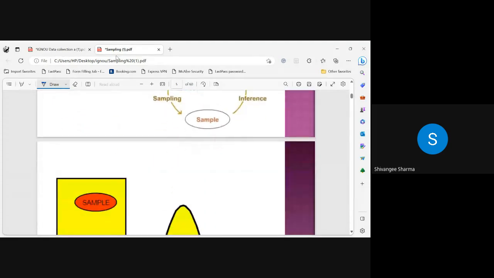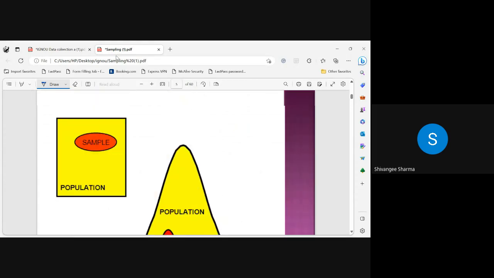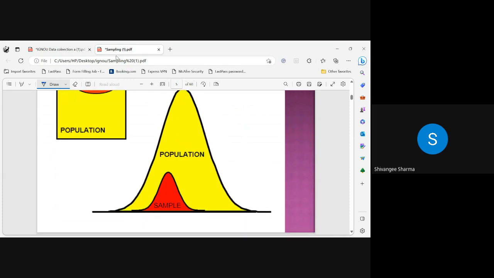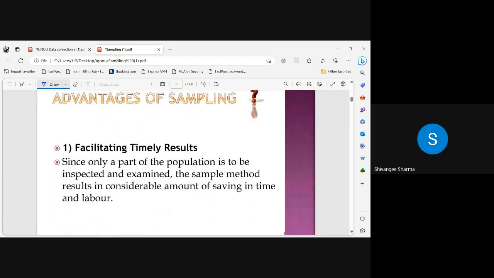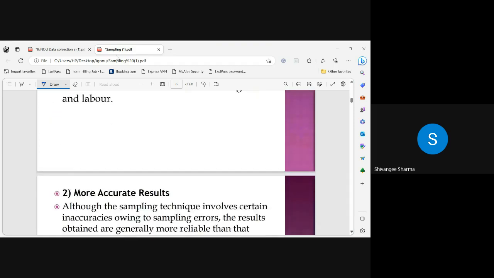Now, if the population is like this normal bell-shaped curve, then your sample must be drawn considering all these aspects, and it should also be in a normal bell-shaped curve. Okay, so let's move on to the advantages of sampling. The very first advantage of sampling is timely results, because studying the entire population is very time-consuming. We generally take a sample and then timely results are drawn from that.